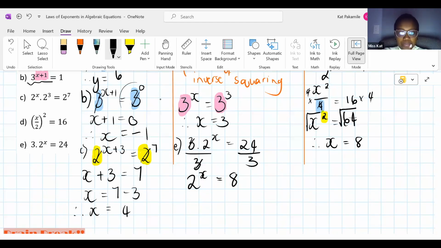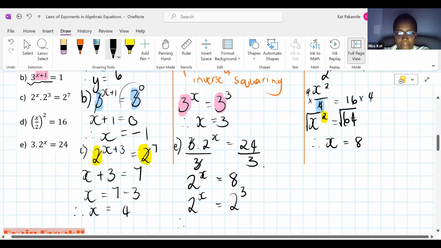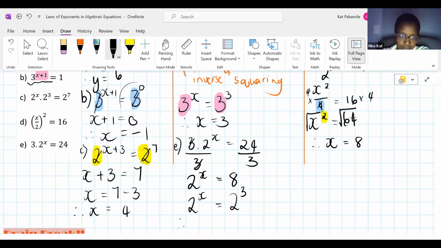And then we can write 8 in the form of its exponents, ma'am. So what would it be? Ma'am, it's going to be 2 to the power of 3. Okay, therefore what? Ma'am, because we have the same bases, the 2's cancel out, therefore x is equal to 3.